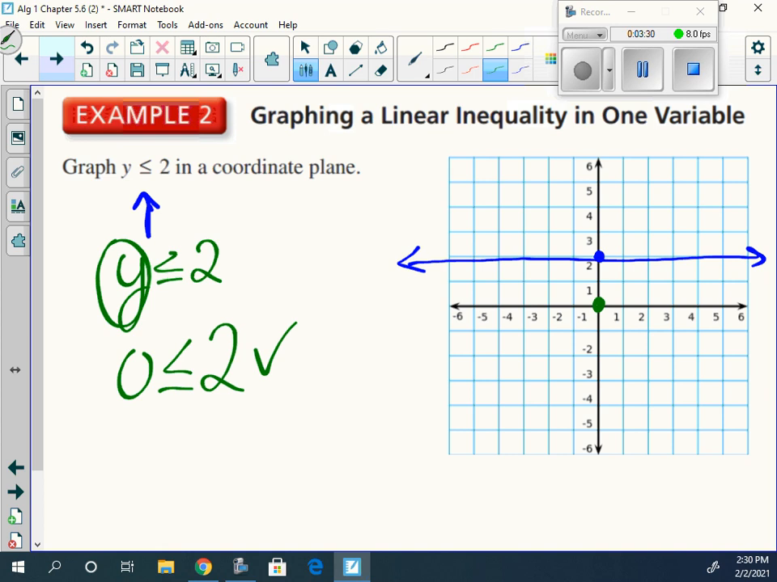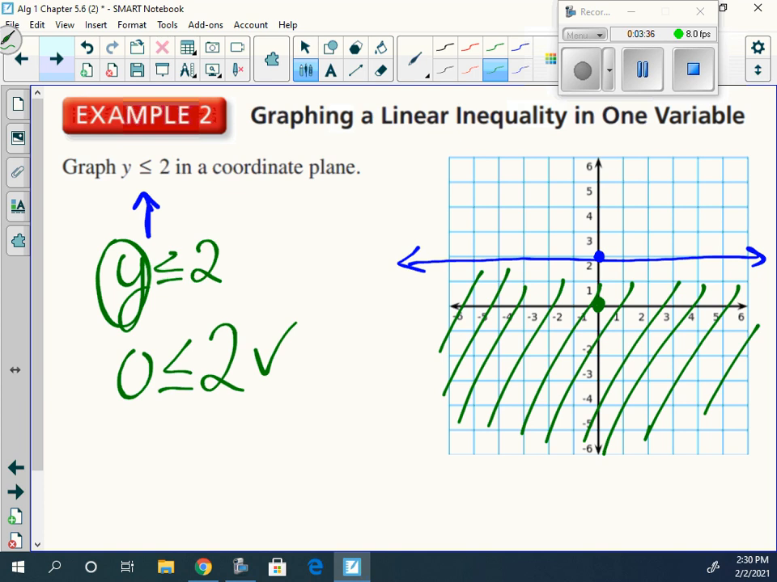If our checking point is true, we shade the side that contains that point. If it is false, we shade the other side of the line. And that is all we have to do for this one. So really, when we graph a linear inequality, in one variable or in two variables, we graph the line, take a point to plug in and check to see if it's a solution. If it is, we shade the side with that point. If it's not, we shade the side without that point.